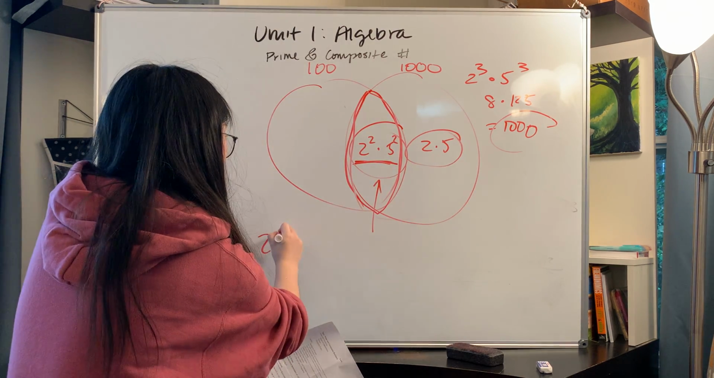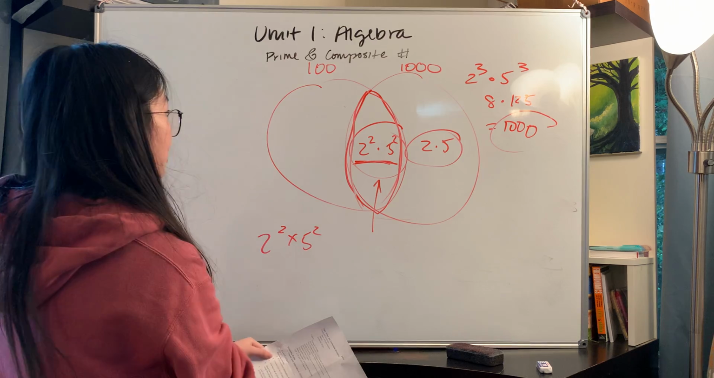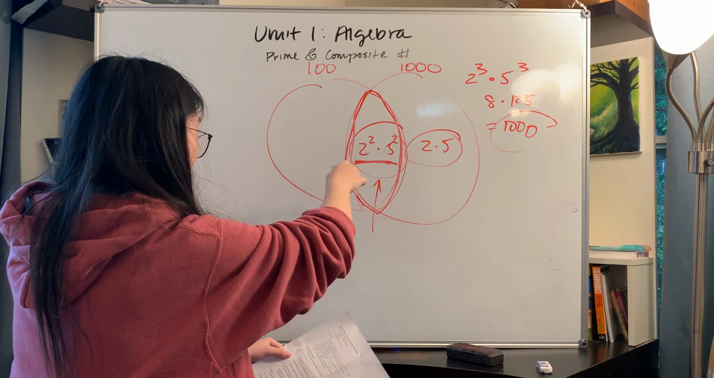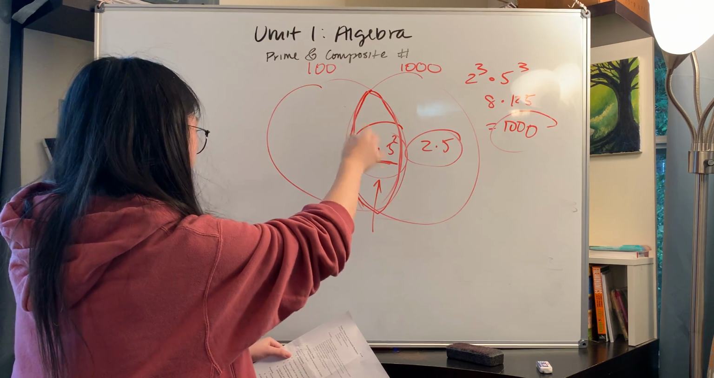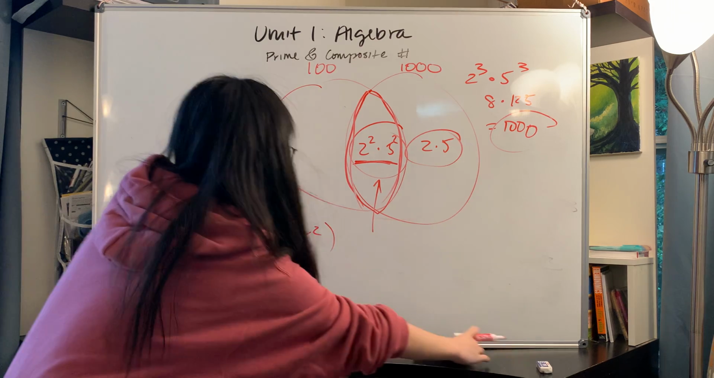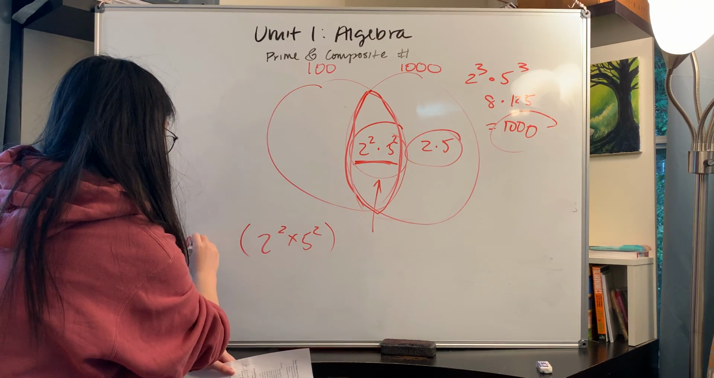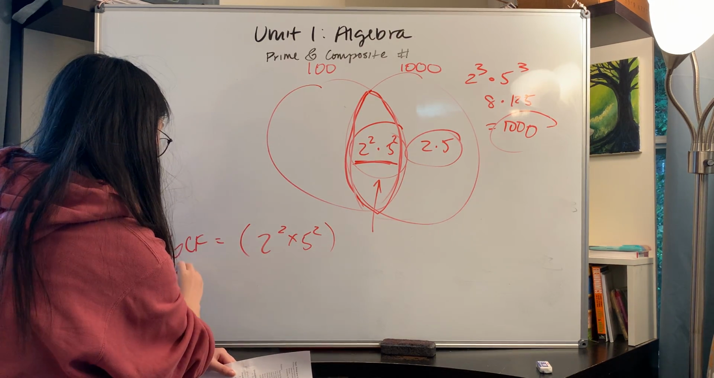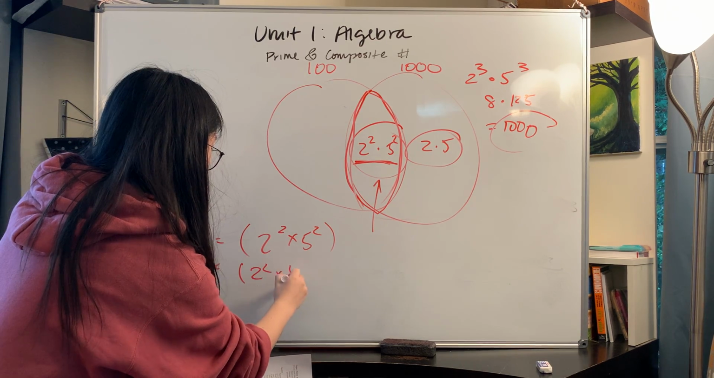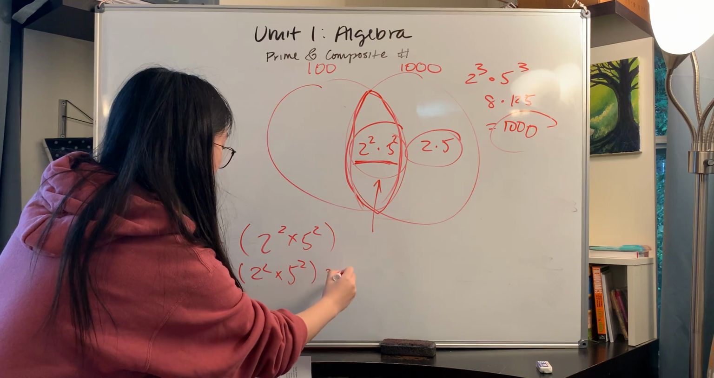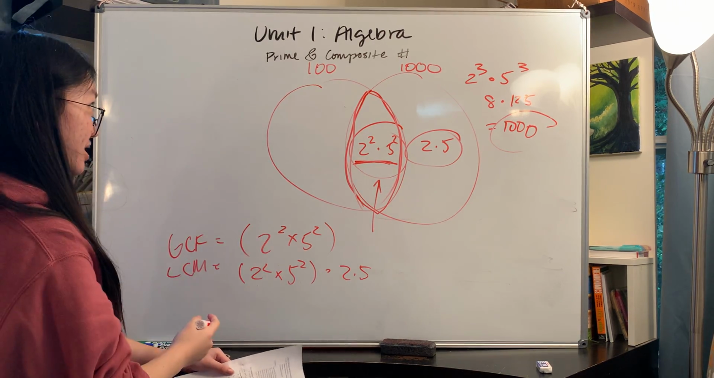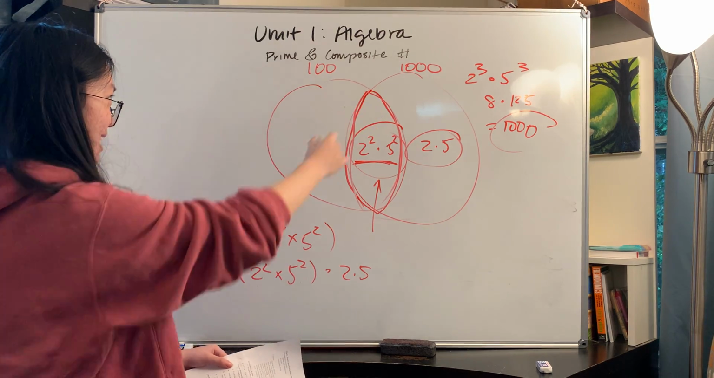so 2 squared times 5 squared, and we multiply this, so this is the least common multiple, right? This is the greatest common factor, right? I'll say greatest common factor is equal to this, and the least common multiple is equal to 2 squared times 5 squared times 2 times 5. If you multiply these two together, you'll see that it's equal to 100 times 1,000.